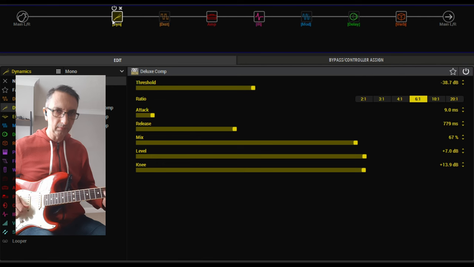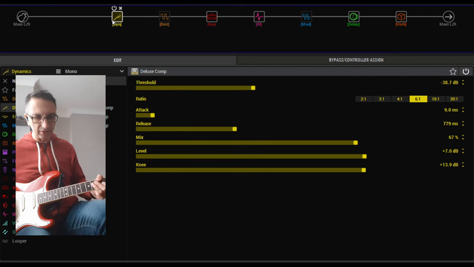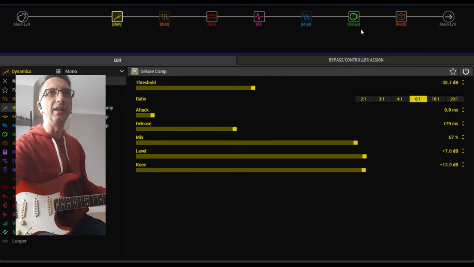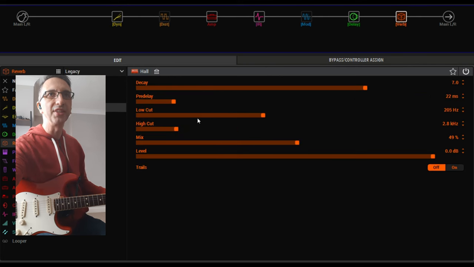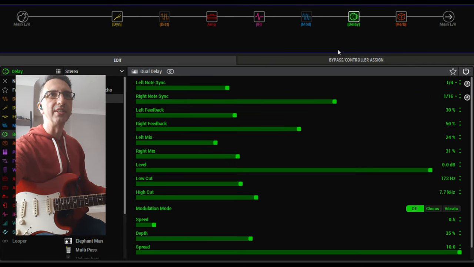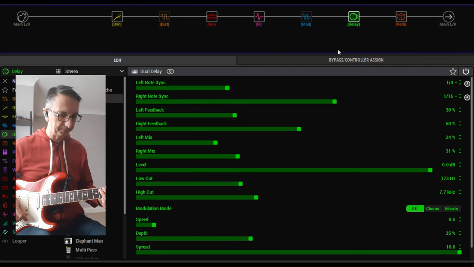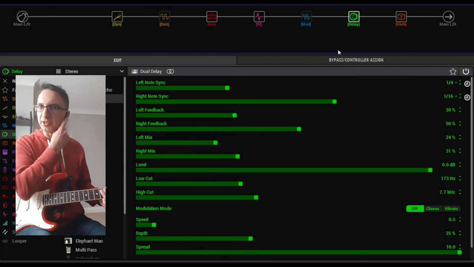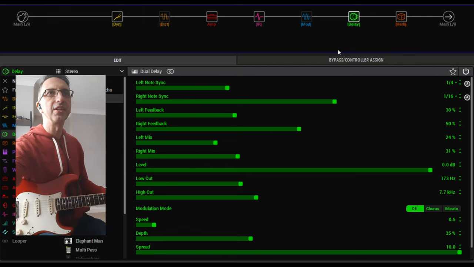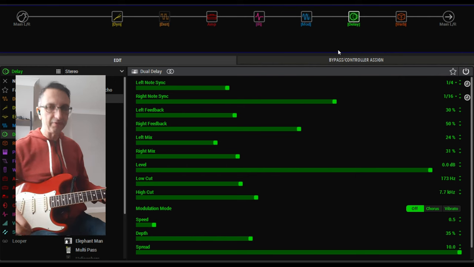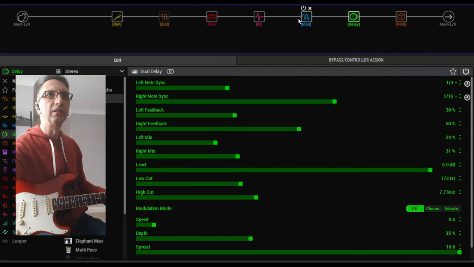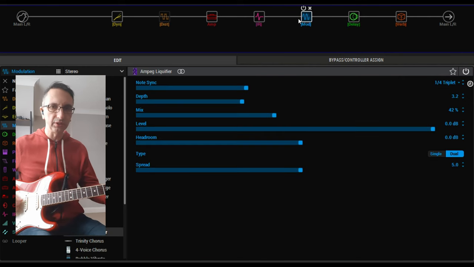Then, experiment a little bit with that sound. Then I have a stereo delay. Sorry, that was the setting for the reverb. This is the delay, which is the dual delay, and on one side it's a quarter note, the other side is a 16th note. Then I have the Amplitube liquefier, which is a chorus. It's like instant 80s.